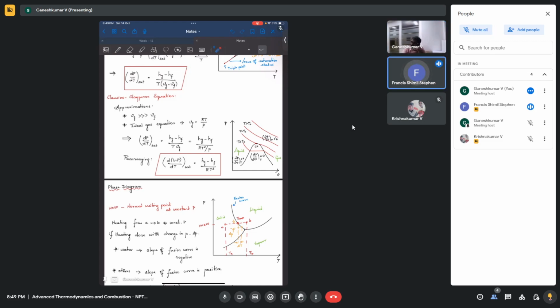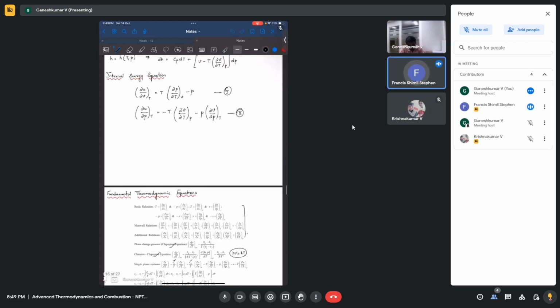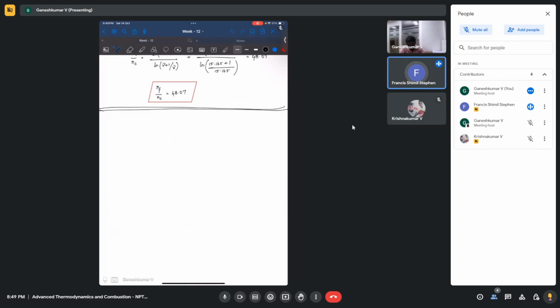Okay, sir. So if it is a property, then will it be an extensive property or intensive property? I mean, it actually depends on the mass of the matter, isn't it? So can you say it is extensive or intensive? How do you define quality? Quality is actually the mass of vapor by mass of liquid plus mass of vapor. So XF is nothing but mass of vapor by mass of liquid plus mass of vapor, right?